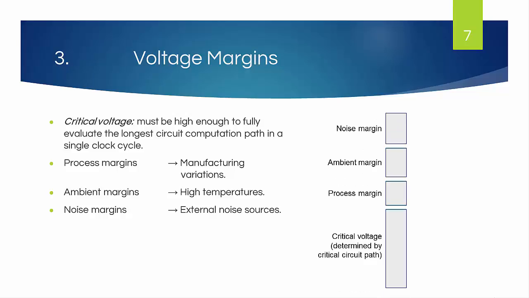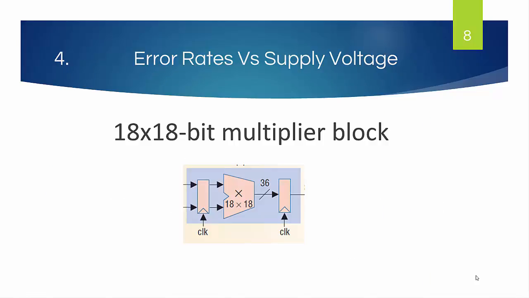The sum of these voltages defines the minimum supply voltage that ensures correct circuit operation in even the most adverse conditions. This is an example of an 18 by 18 bit multiplier block, and we are going to explain the resulting graph of error rate versus supply voltage.